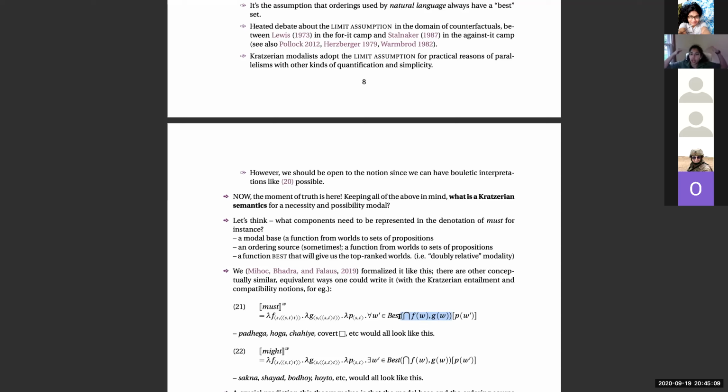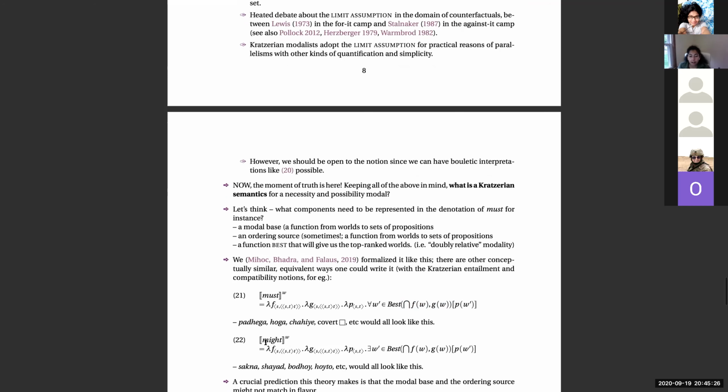So now we're looking at a higher level thing, putting all of these things together. This is how you write must, and then padega, hoga, chahiye, and your covert modality stuff that we saw with the necessity built in there would all look like this. And then the possibility counterpart would be exactly the same, except quantificational force. So your sakna, shayad, these are Hindi, bodha, hoito, these are Bangla, all have possibility meanings. They all look like this.